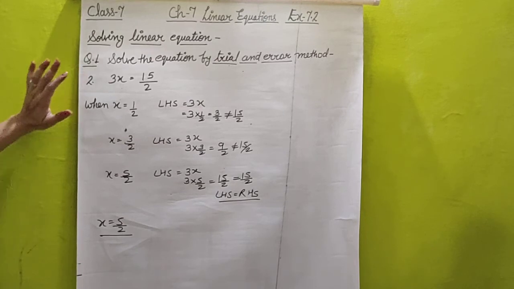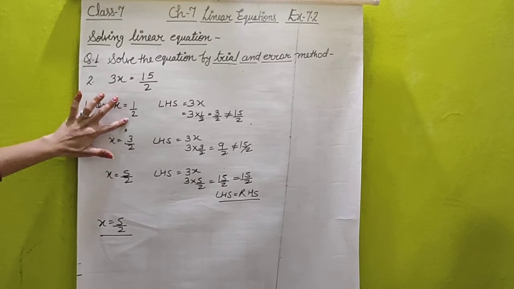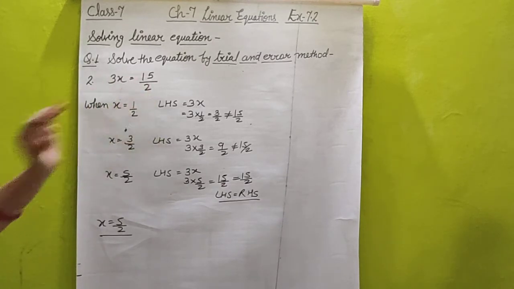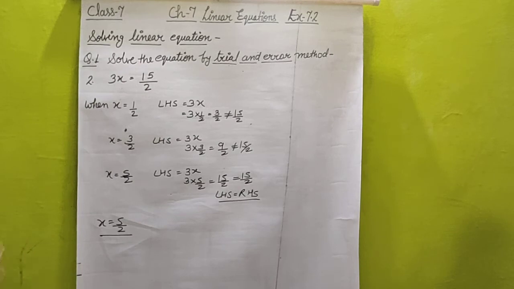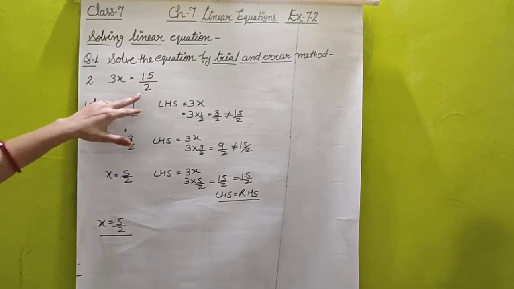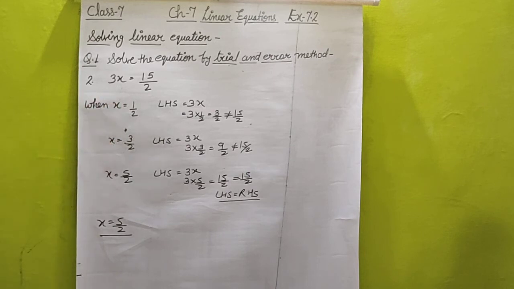Okay students. So why have I taken 2 as a denominator? Because we needed 2 in the right hand side. If you take only 1, 2, 3, you will never get 2 downside. Okay students, that's why I have taken the fractional form of x.